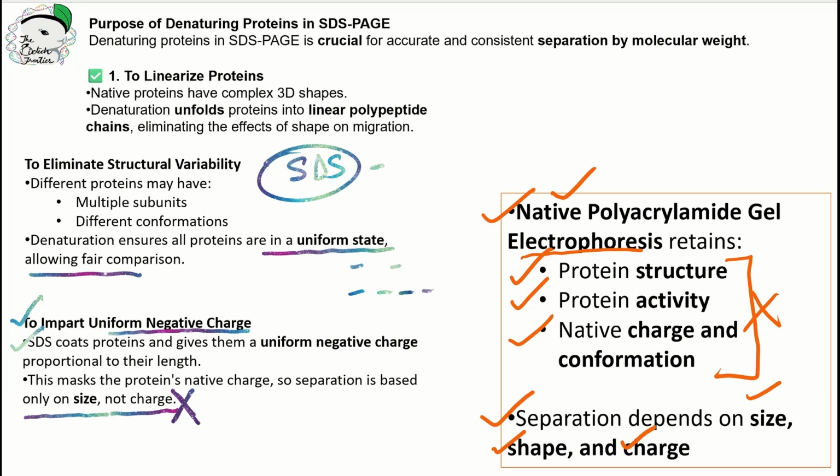So this was all about the purpose of denaturing the protein in SDS-PAGE, and why we do not denature the protein in native polyacrylamide gel electrophoresis. This was all for today. In the next video, we will discuss the method of performing SDS-PAGE.